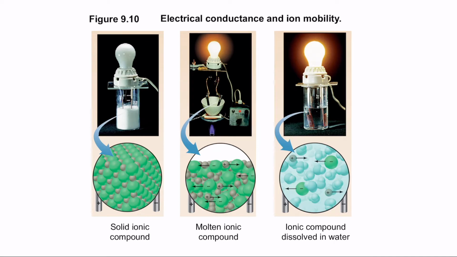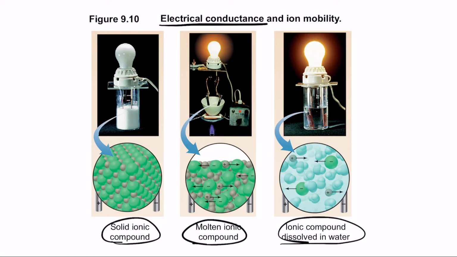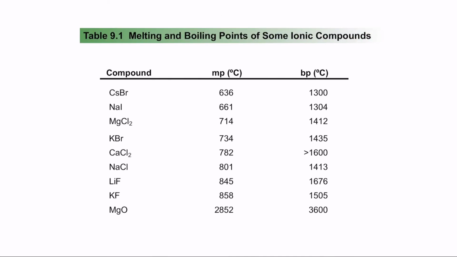This is also one other property of ionic compounds: electrical conductance. A solid ionic compound is an insulator, but a molten ionic compound can conduct a little amount of electricity, but once you dissolve an ionic compound in water, the water starts breaking the ionic compound into its individual ions, resulting in easy flow of charge from one point to the other.